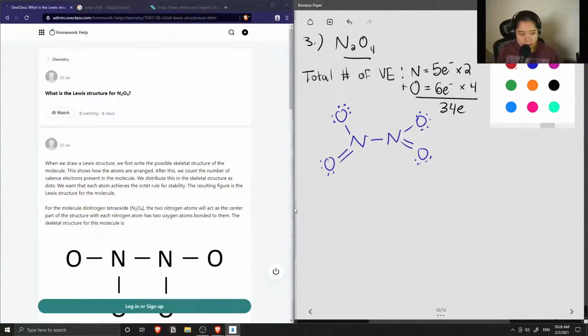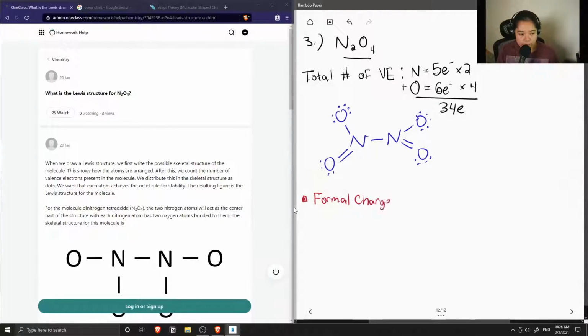And we can also calculate the formal charge of each of these atoms. So formal charge is equal to the number of valence electrons minus the number of non-bonding electrons minus the number of bonding electrons divided by 2.